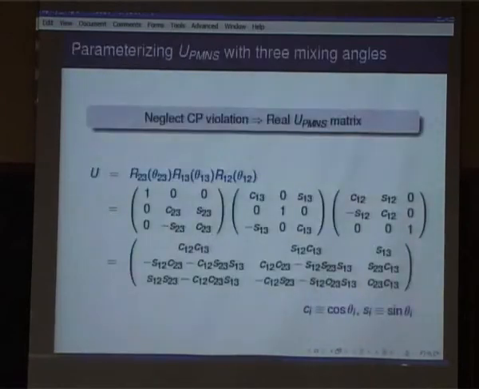So now that we have parameterized this matrix with three angles, theta 1-2, theta 2-3, and theta 1-3, we'll try to go back to the solar solution and the atmospheric solution and figure out what these angles are. Till now what we got is something we called theta solar, or theta atmospheric. We never said anything about 1-2, 2-3. We did not try to parameterize theta. Theta solar was the angle to matter, so the angle between U and U.